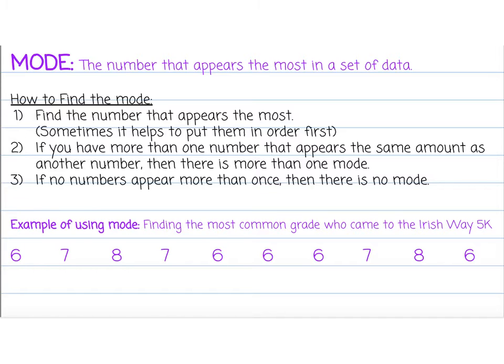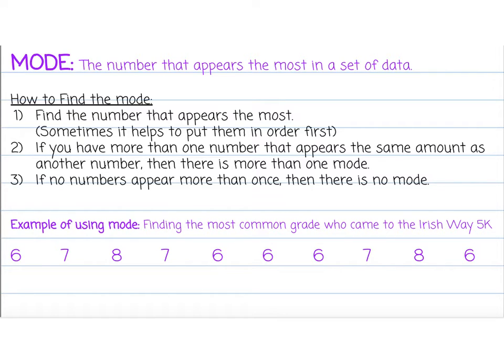If you have more than one number that appears the same amount as another number, then there is more than one mode. So you could have multiple modes. If you had two different numbers that each showed up 3 times, they both would be the mode. And then if no number appears more than once, or more than any of the others, then there is no mode, and you would just say no mode.